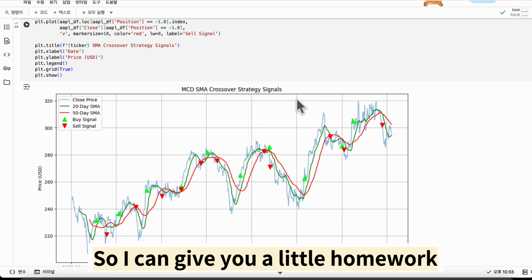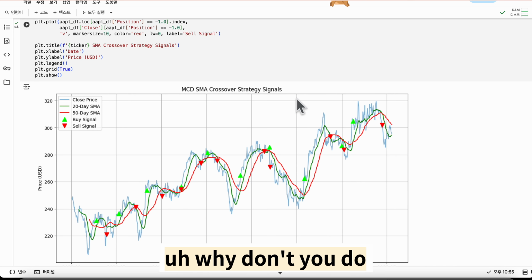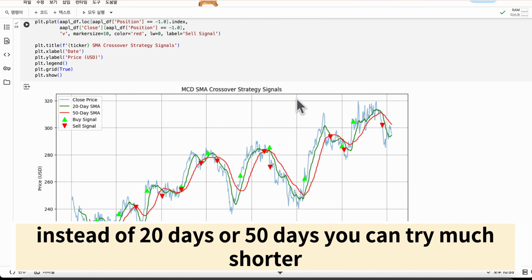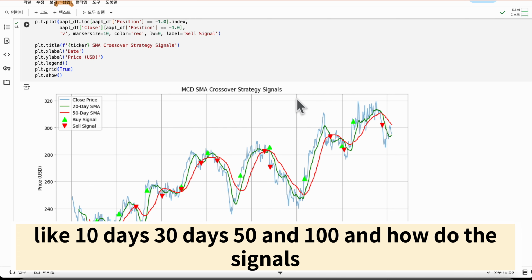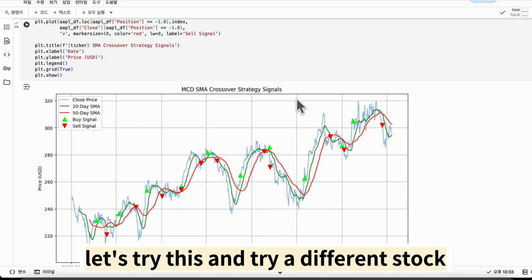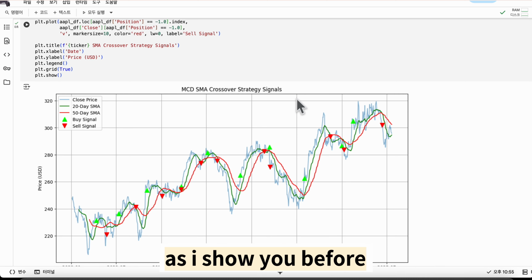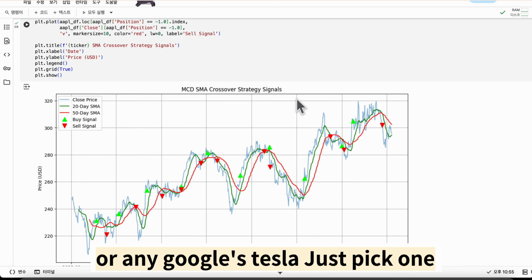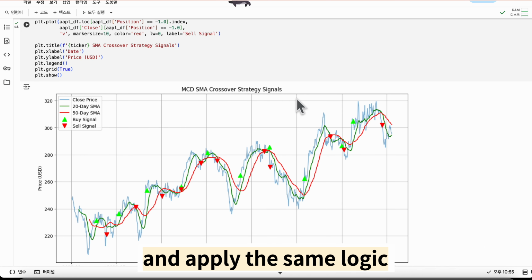I can give you a little homework. Why don't you make some changes to the SMA periods? Instead of 20 days and 50 days, you can try much shorter ones, like 10 days and 30 days, or 50 and 100. How do the signals on the plot change? Are there more or fewer signals? Let's try this, and try a different stock. As I showed you before, like McDonald's, you can try Microsoft, Google, or Tesla. Just pick one and apply the same logic.